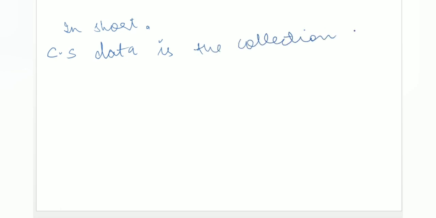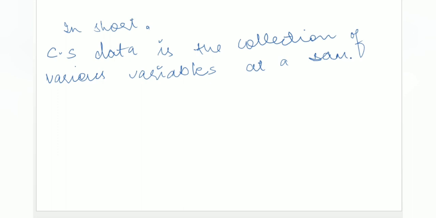In short, cross-sectional data is the collection of various variables at the same point of time. So this is all about the concept of cross-sectional data.